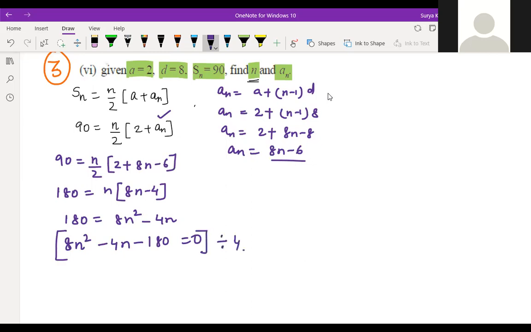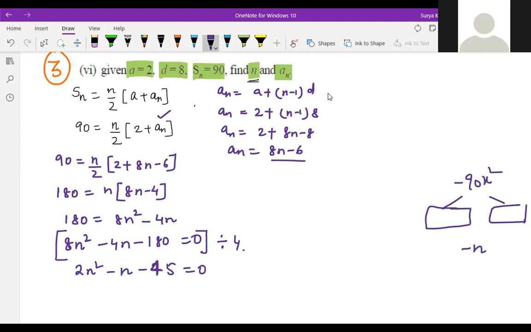So what do you get? 2n^2 - n - 45 = 0. So here the product is -90n^2 and the sum is -n. So how can we factorize this, children? We need a product of -90 and a sum of -n. How do we get 90?